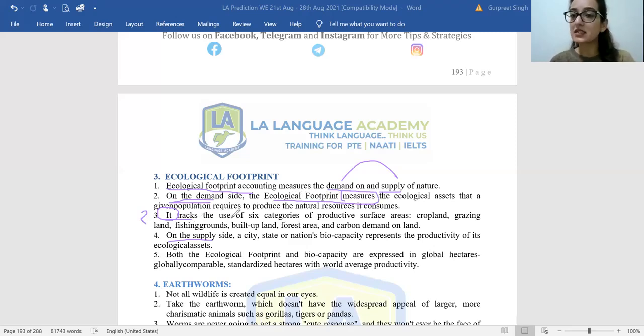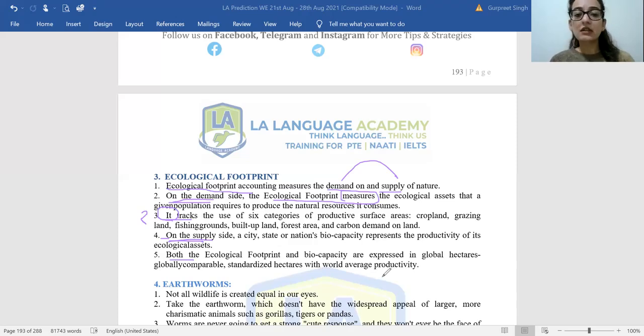It tracks this and this. Then once we finish the demand side, we are moving on the supply side. A city, state or nation's biocapacity represents the productivity of its ecological assets. And once we finish both the sides, then we can say both the ecological footprint and biocapacity. So biocapacity coming from this fourth sentence and ecological footprint coming from the previous sentences. So both of these things are expressed in global hectares, globally comparable standardized hectares with world average productivity.